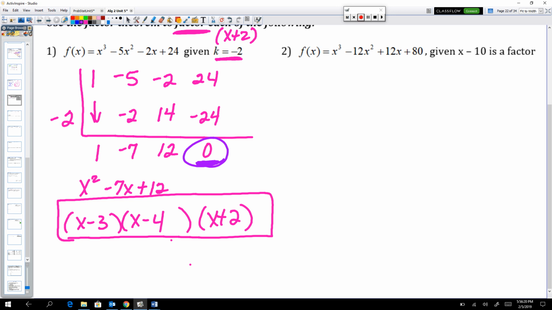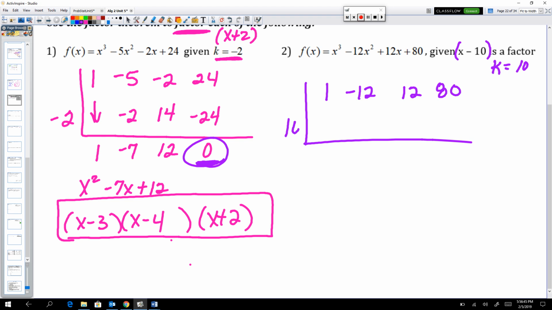All right, let's walk through number 2 here. So we are told to factor this cubic, and we are told that x minus 10 is a factor. So that also means that k equals 10, we know, is one of the roots. Okay, so we'll make use of that. The coefficients are 1, negative 12, positive 12, and 80. Nobody's missing. I don't need any zeros, and everybody was already in order for me. And I'll take that root of 10. I'll bring the 1 down. I'll multiply up and add down, multiply up and add down, and multiply up and add down.